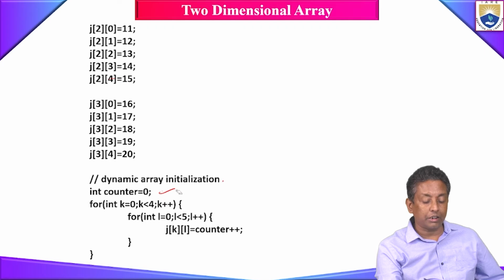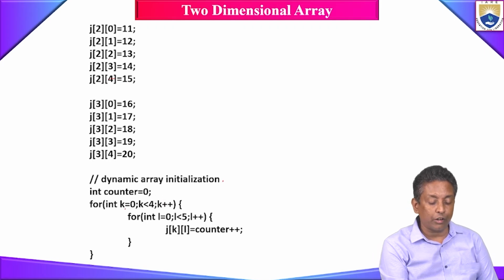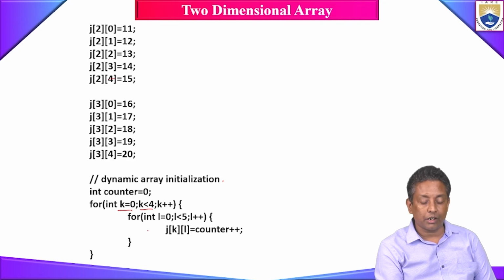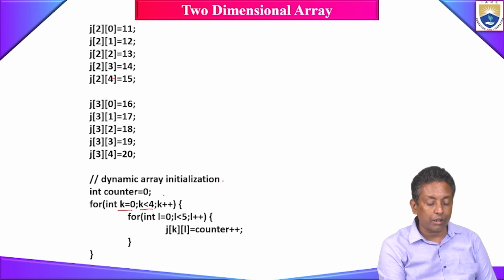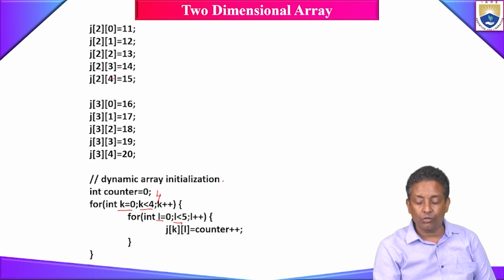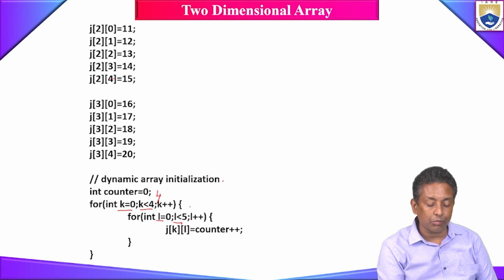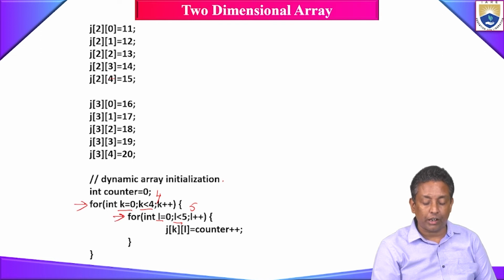Another way of array initialization is that you iterate one for loop. For k is equal to 0, k is less than 4. So how many times will the loop be iterated? 0, 1, 2, 3, less than 4. At 4 times this outer loop will be iterated. Inside, we are iterating one more for loop. For l is equal to 0, l is less than 5: 0, 1, 2, 3, 4. 5 times the inner loop will be iterated. And for each iteration of the outer for loop, the inner for loop will be iterated 5 times.